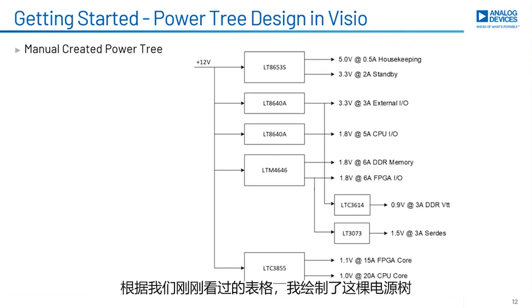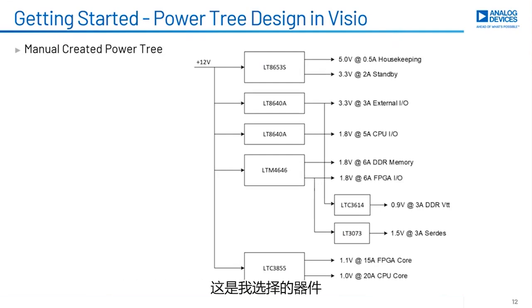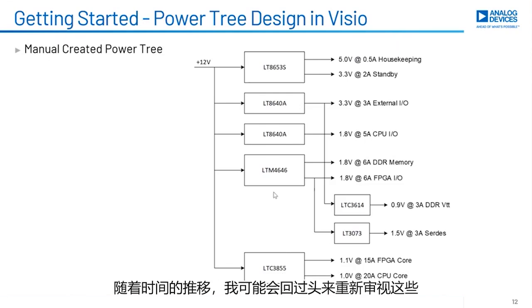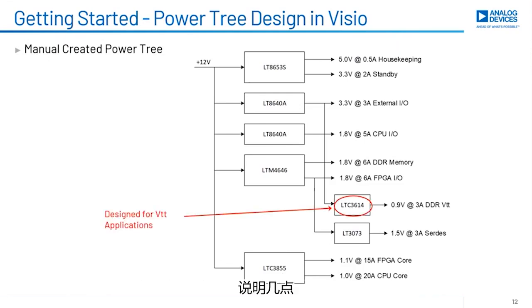So I made up this power tree based on that table that we just looked at. And here are the devices that I chose. And I may go back and revisit these as time goes on. A few notes. Here I chose the LTC3614. This is a part that's specifically designed for VTT termination applications. Now, one caveat to using this part is it has a maximum input voltage of 5.5 volts.